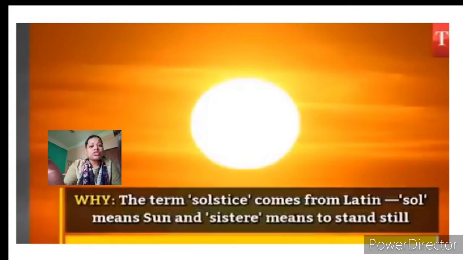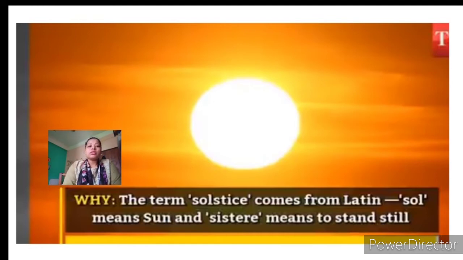Now we were talking about the changes in our seasons because of the rotation and revolution process. Of course it will happen, because if there were no rotation and revolution, there would be no change in season as well as night. As you know, rotation helps in forming day and night, and the revolution process helps in the changing of seasons. Okay, so today we are going to learn about the term solstice.